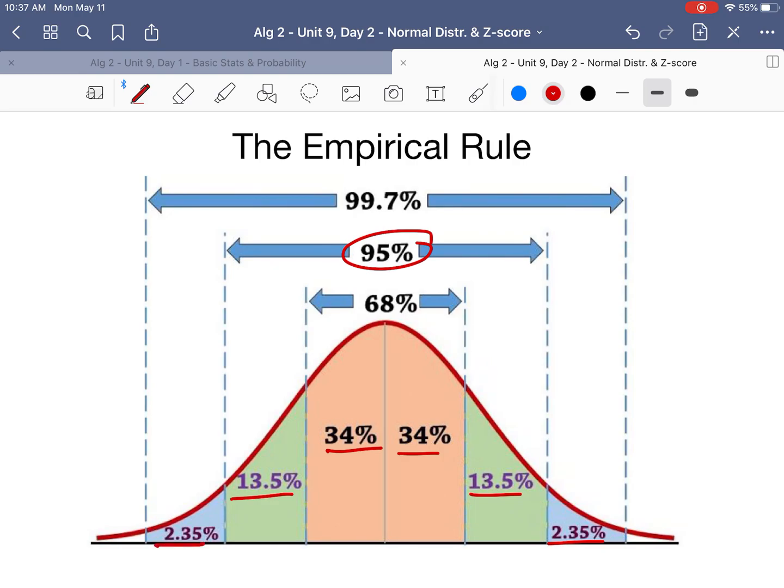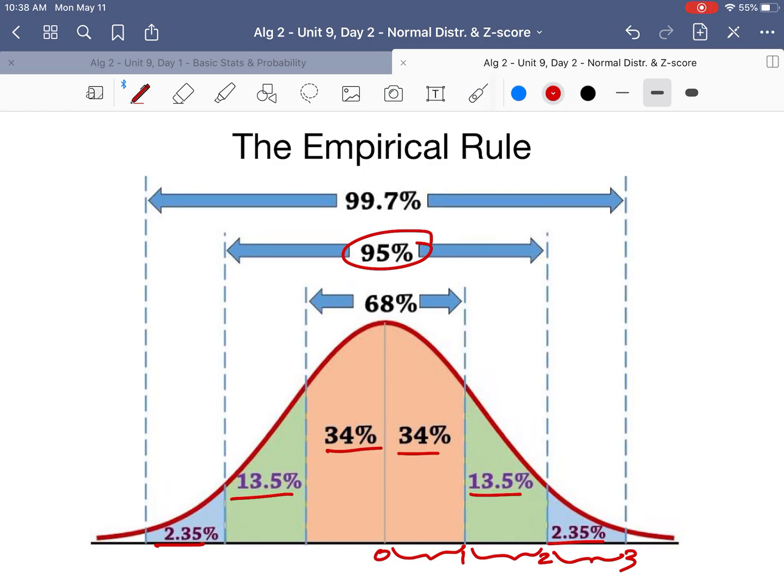So if you ever need to know how much this area is worth, it's worth 34% of your data. This area is worth 13.5% of your data points, and this is worth 2.35% of your data points. Okay, so each of these are 1 standard deviation away from the middle. So this is 1 standard deviation above, because here's your center. Then this is 2 standard deviations above. This is 3 standard deviations above. So that's called your z-score, which we'll talk about later.